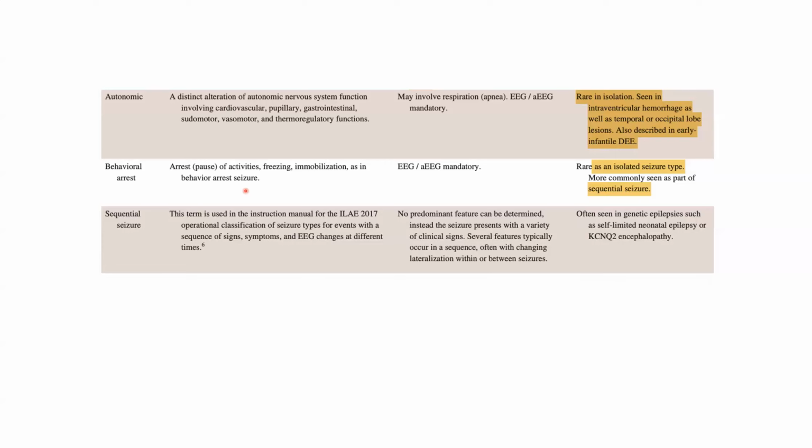So a child can start by having a myoclonic jerk, then they can go for stiffening, then they can go for behavioral arrest, then they can have pallor or cyanosis as an autonomic manifestation, right? So they all occur in a sequence with changing lateralization. That is, they can be left clonic seizure, then they can be right clonic seizure, something like that, right? So this means that generally the child has a genetic epilepsy, such as I had explained previously, KCNQ2 encephalopathy, or even the self-limited form of this KCNQ2 mutation, that is called BFNS, or the familial form, right?